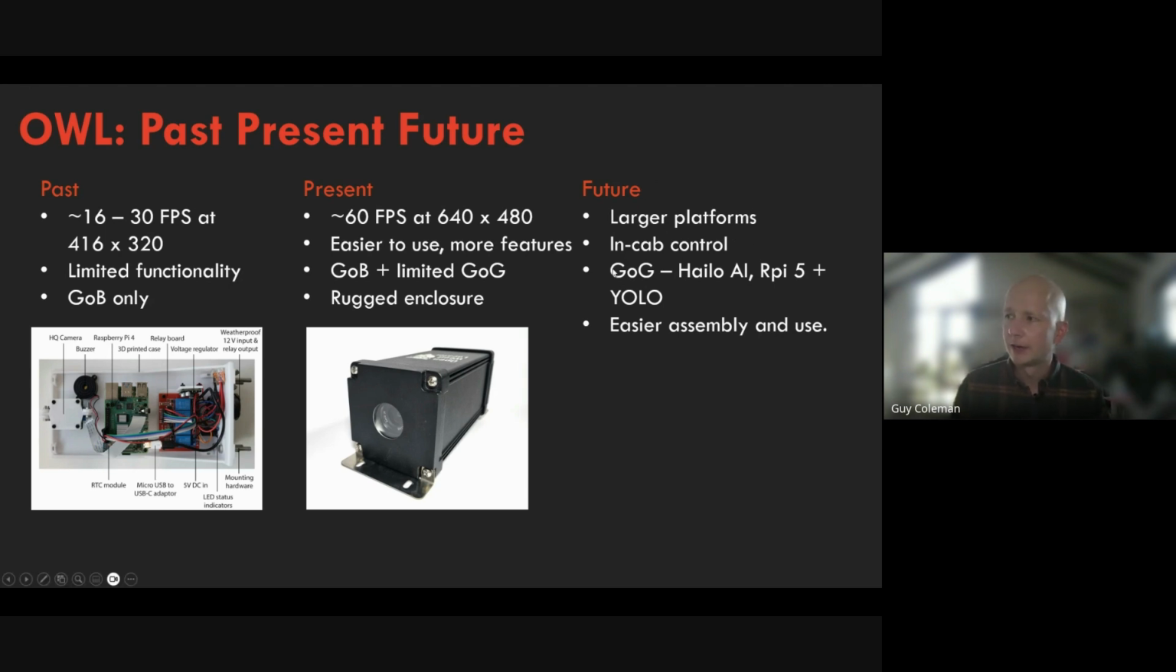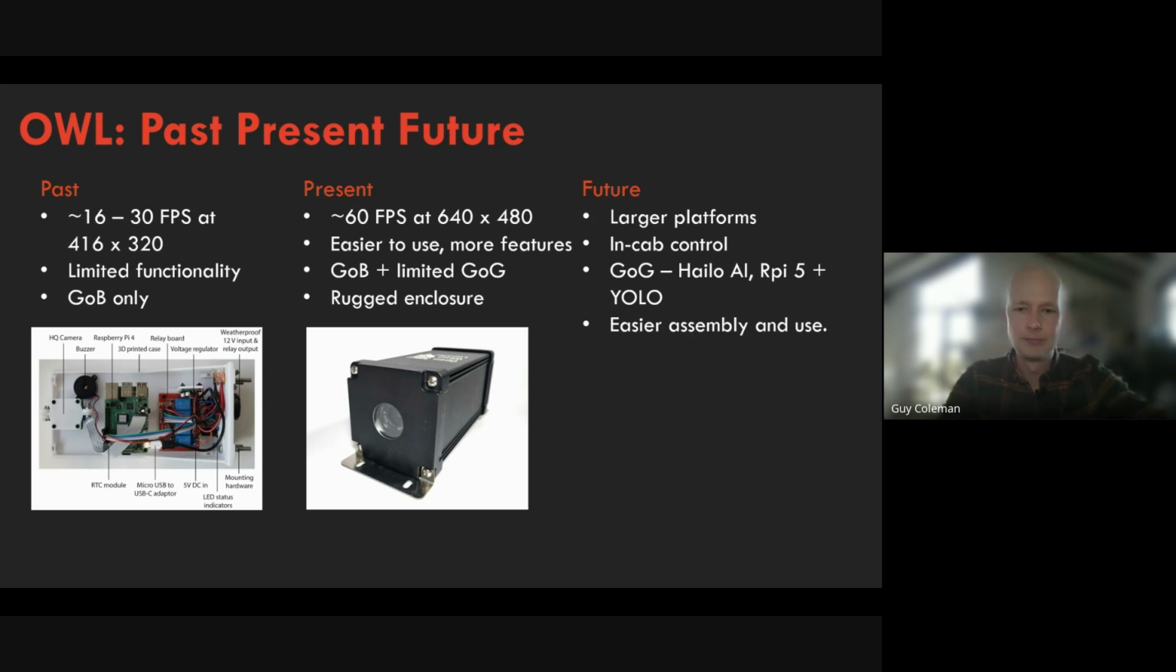Then there's the green on green, so running more complex algorithms than just the green detection that I mentioned before. That includes things like the Hailo AI, which we just released with the Raspberry Pi AI kit, so giving that a go. Otherwise, you can get about 20 to 30 frames per second using the OpenWeedLocator, sorry, using the Raspberry Pi 5 just by itself and running YOLO algorithms on it.